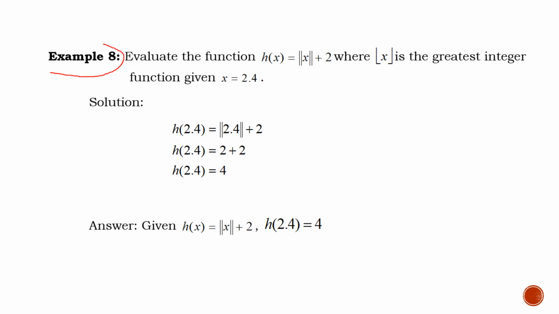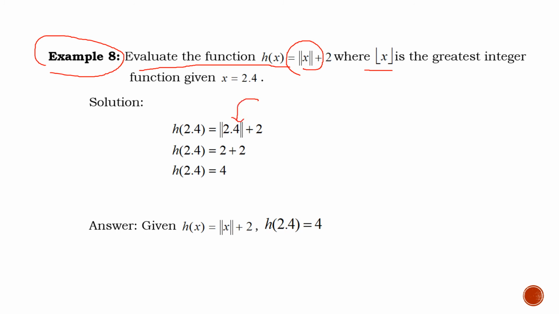So for example 8, we're asked to evaluate the function h of x is equal to the greatest integer function of x, plus 2, where the greatest integer function is given x equal to 2.4. Now, we just simply substitute the value to the variable x in the given function. For us to simplify this one, your h of 2.4 is equal to the greatest integer function of 2.4, plus 2.